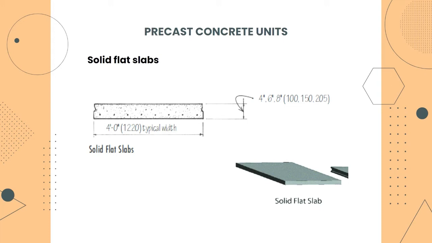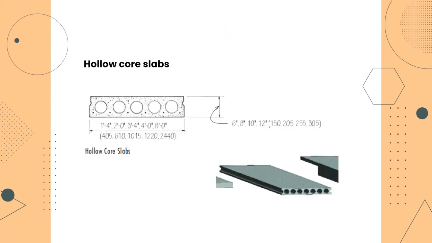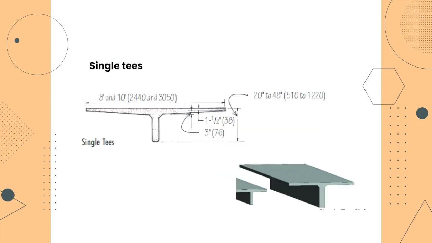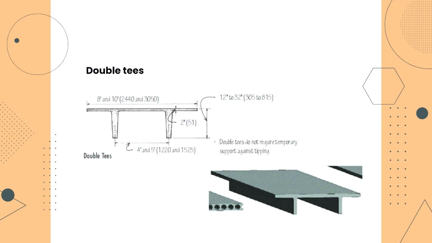of about 4 inches. Then we have the hollow core slabs, which have holes in the middle, with a span range of about 2.6 to 12 meters. And then we have the single tees with a span range of about 9 to 36 meters, and then the double tees with a span range of about 9 to 30 meters.